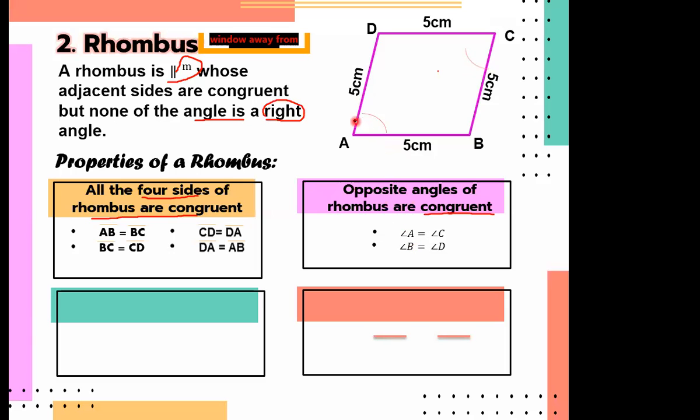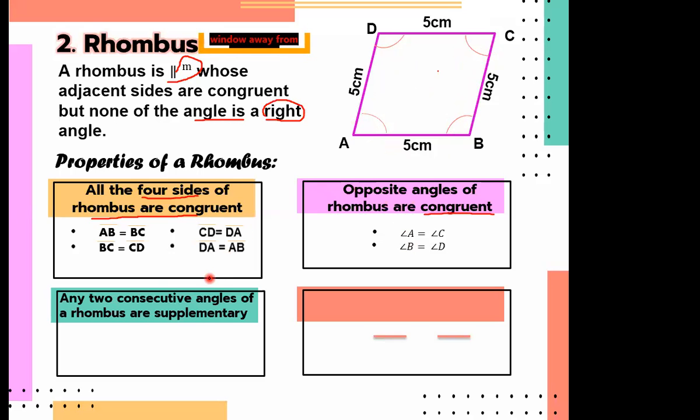It will be equal to angle C. Both the measurements will be the same. Next is angle B, and the opposite angle of B will be angle D, and the measurements of these angles will be equal. If the measurement of angle A is 65, the measurement of angle C will be 65. If the measurement of angle B is 115, the measurement of angle D will be 115. So the opposite angles are also congruent.